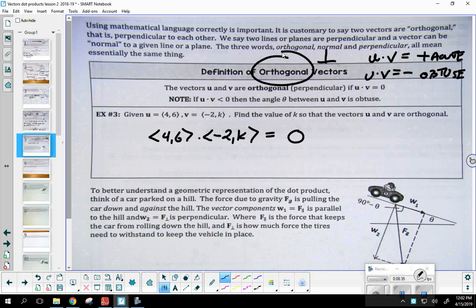So how do I multiply vectors again? It's been a long weekend. There you go. Lilybell's absolutely right.